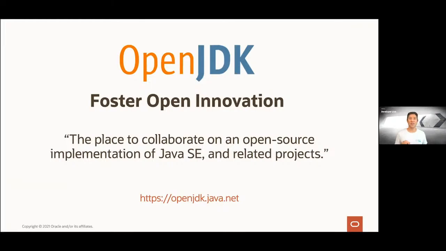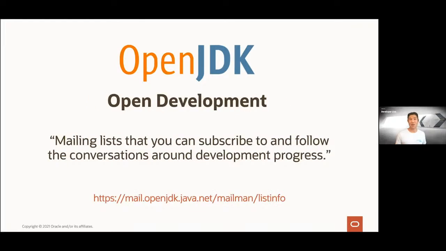Let's turn our attention to the development process of Java, and that's around OpenJDK. OpenJDK is literally, by definition, the place to collaborate around an open source implementation of Java SE and related projects. By virtue of its name, all, or most, if not all, of the development is done in the open. So all of the decisions, the discussions, the conversations with everybody working on particular features in the JDK, you can actually find in public mailing lists.